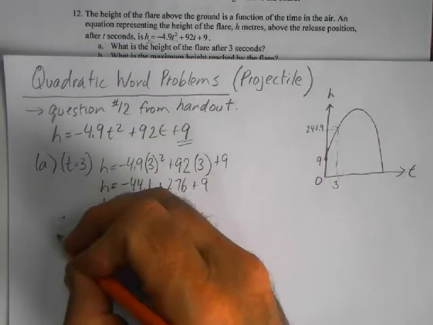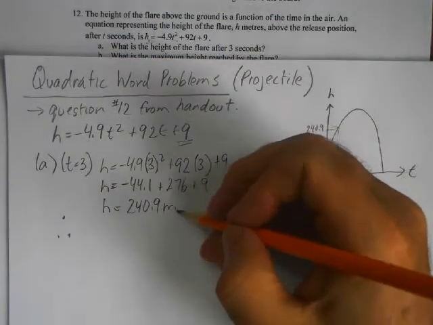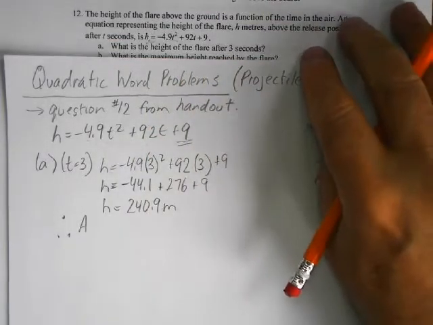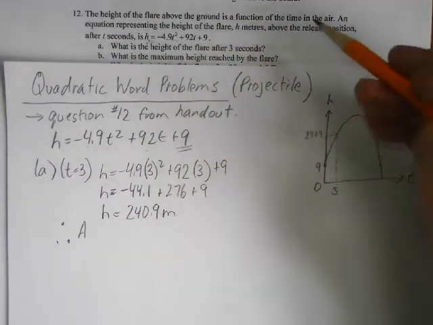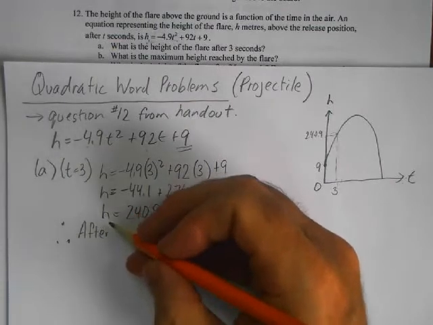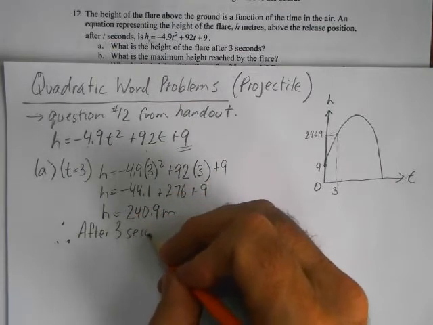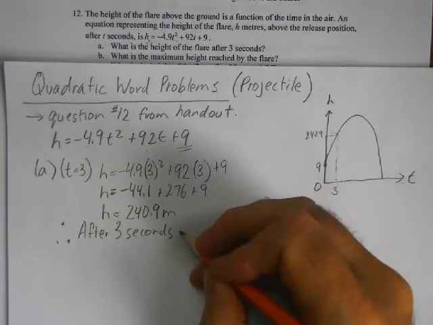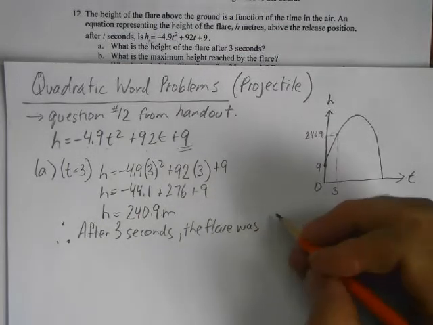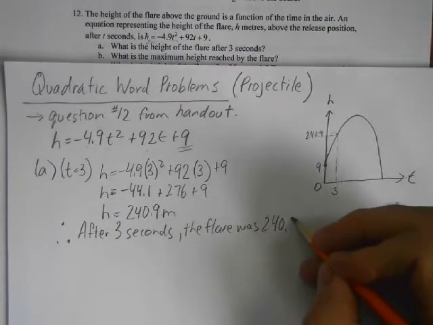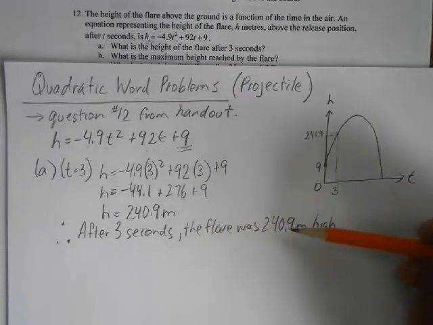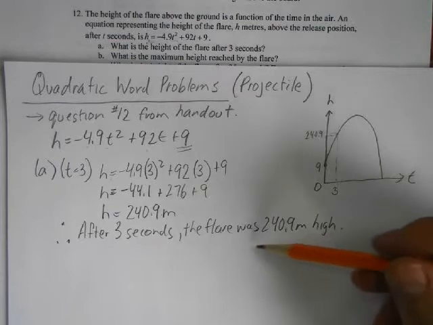Okay, now word question means word answer, even though this is pretty meaningful. Still want to say so. Answer the question back basically the way it was asked. What is the height of the flare after 3 seconds? Therefore, after 3 seconds, the flare was 240.9 meters high.